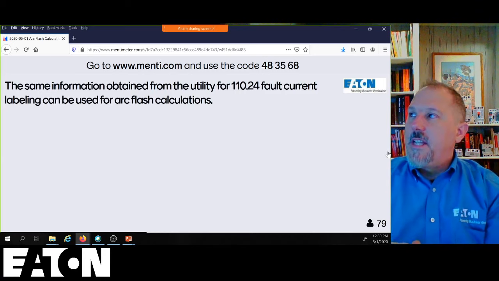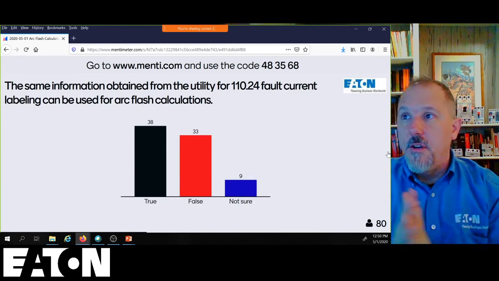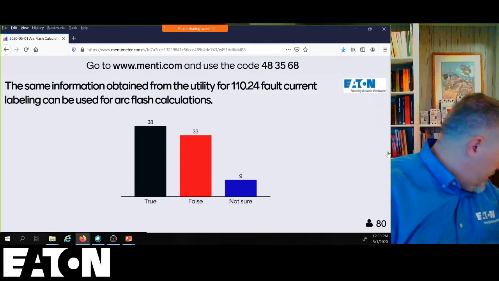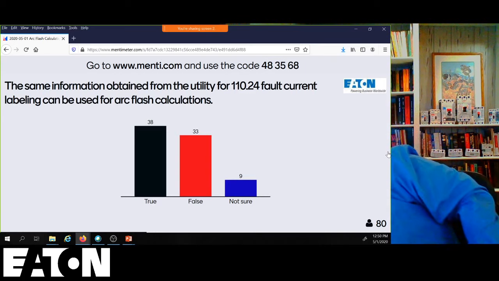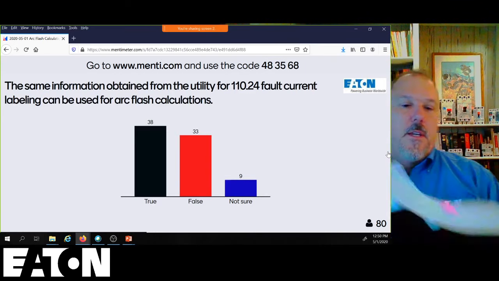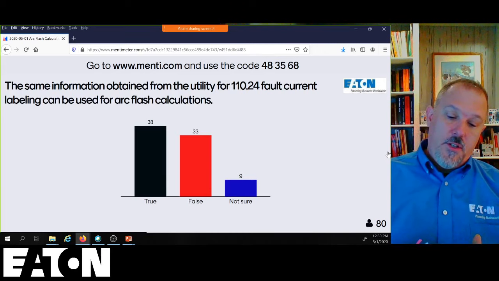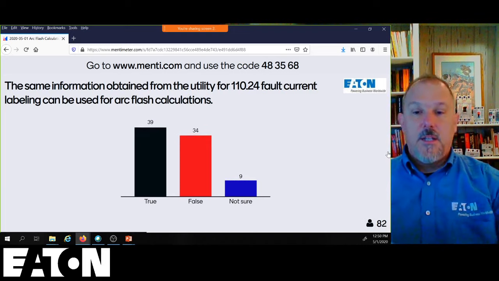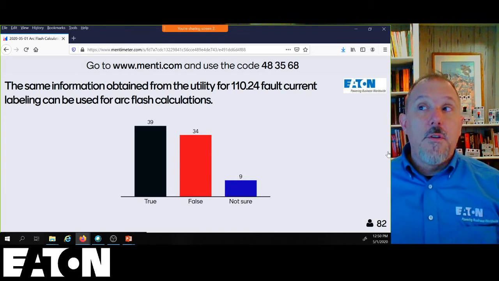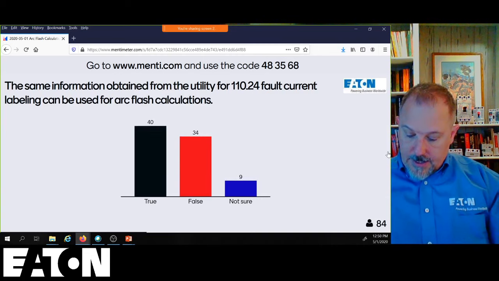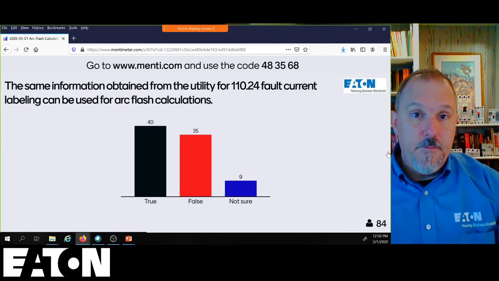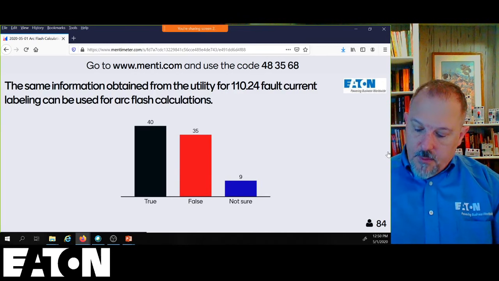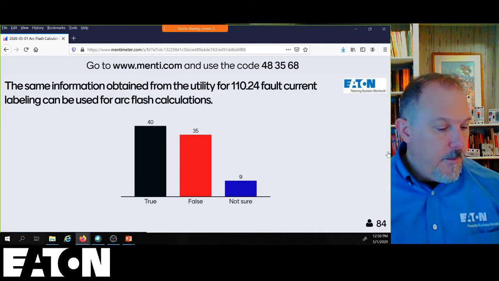The same information obtained from the utility for 110.24 fault current labeling can be used for arc flash calculations. I love this. Where's my code book? To answer this one, I would have gone to 110.24. I gave you the section. And here's what 110.24 says. If you're not familiar, it is the available fault current field marking that you have to mark service equipment other than dwelling units with, the available fault current in the field, and so on.